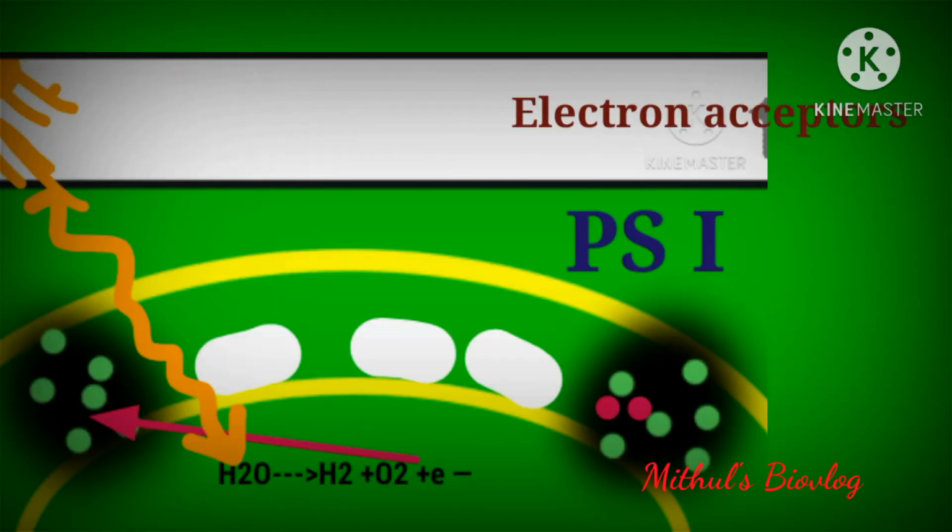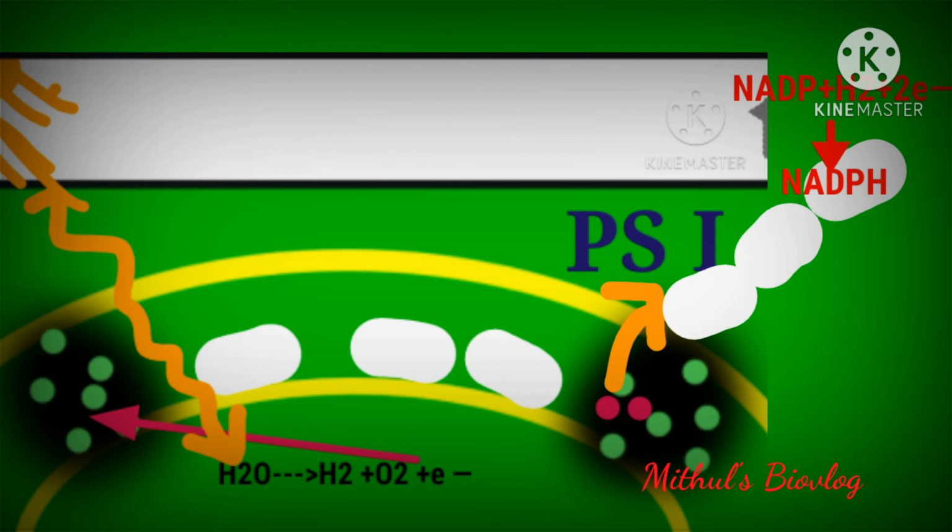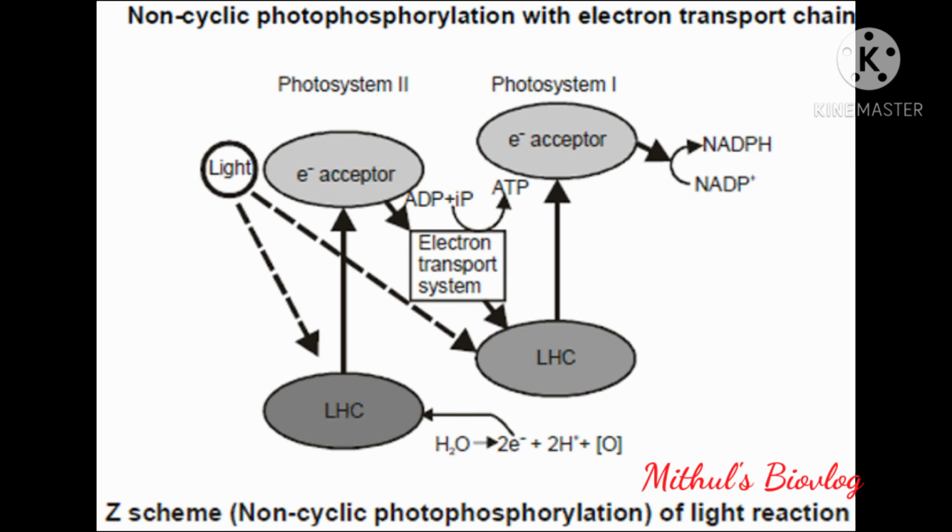Here also there are chains of electron acceptors. They accept the electron and the electron moves one by one, and finally reaches an electron acceptor which contains an energy unit called NADP. They accept the electron and this NADP is reduced to form NADPH. Here, children, this is the whole light reaction process which happens during photosynthesis between photosystem 2 and 1.